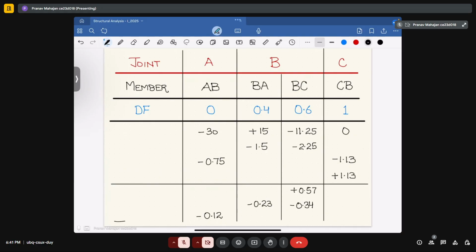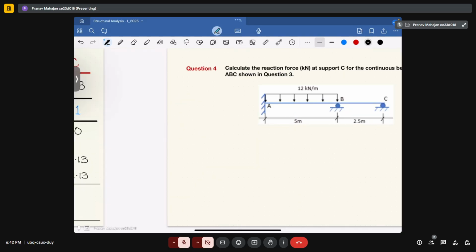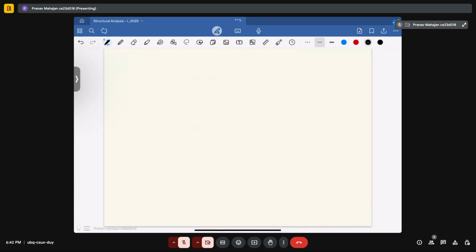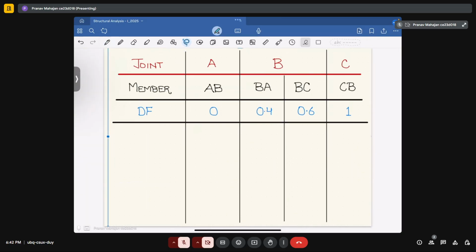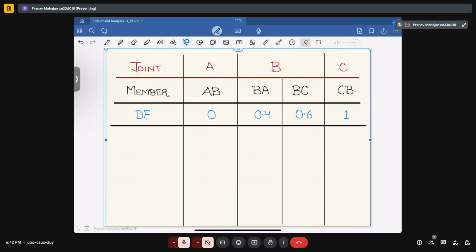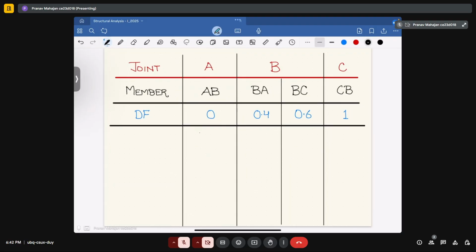Okay, but if we are totaling it here, what value will we get? We will get the value as minus 30 minus 0.75 minus 0.12. You will get the value as 30.87. Let me paste it again. So the value will come here as 30.87 in negative.